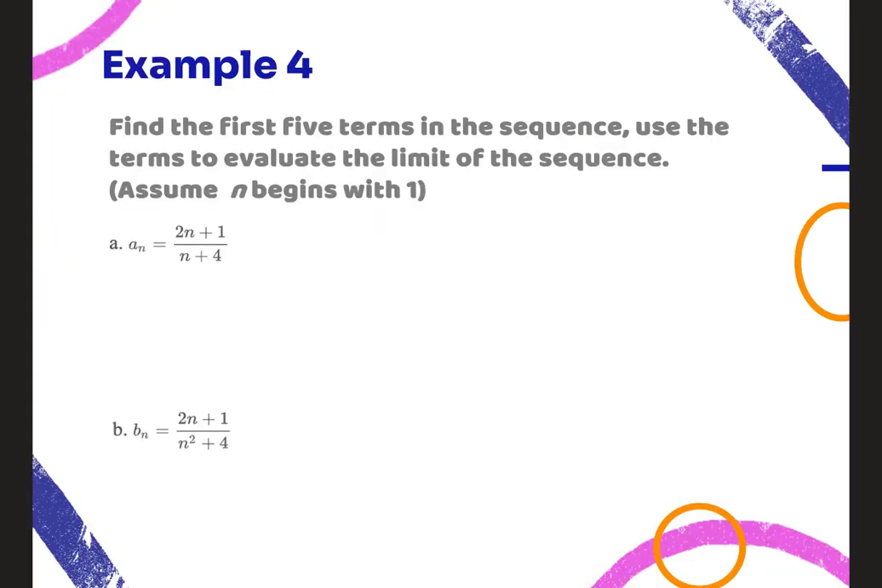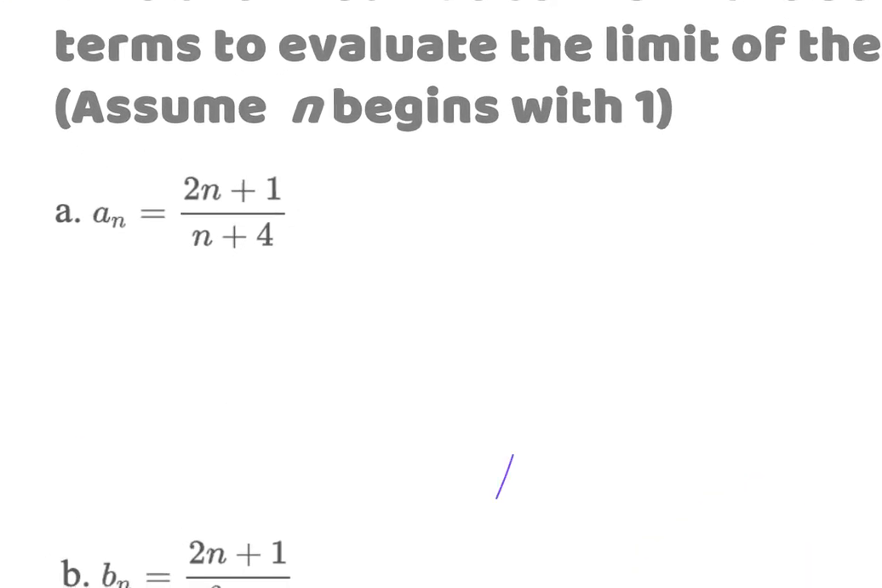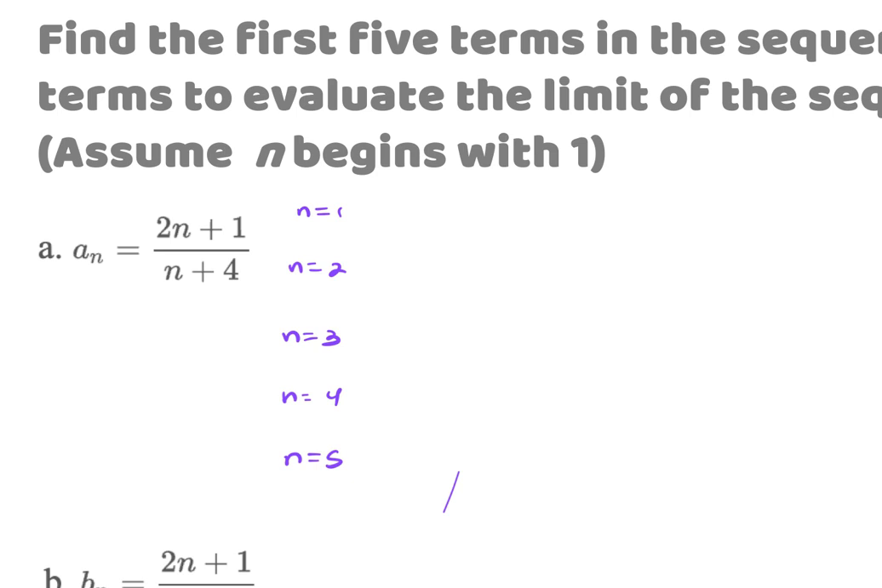So example 4 says find the first 5 terms in the sequence and then use the terms to evaluate the limit of the sequence. Assume n begins with 1. So we're going to plug in 1 for n. Then we're going to plug in 2. Then we're going to plug in 3. Then we're going to plug in 4. Then we're going to plug in 5. So first 5 terms. So this is 2 times 1 plus 1 over 1 plus 4: 3 over 5.